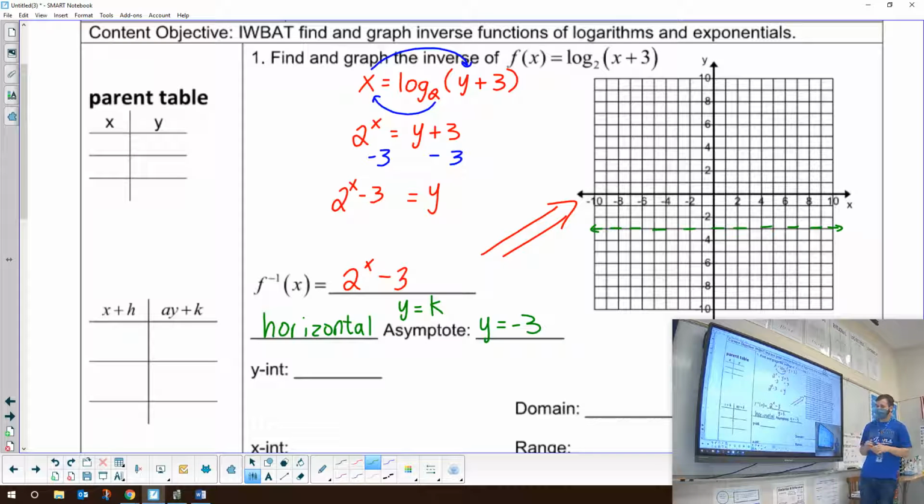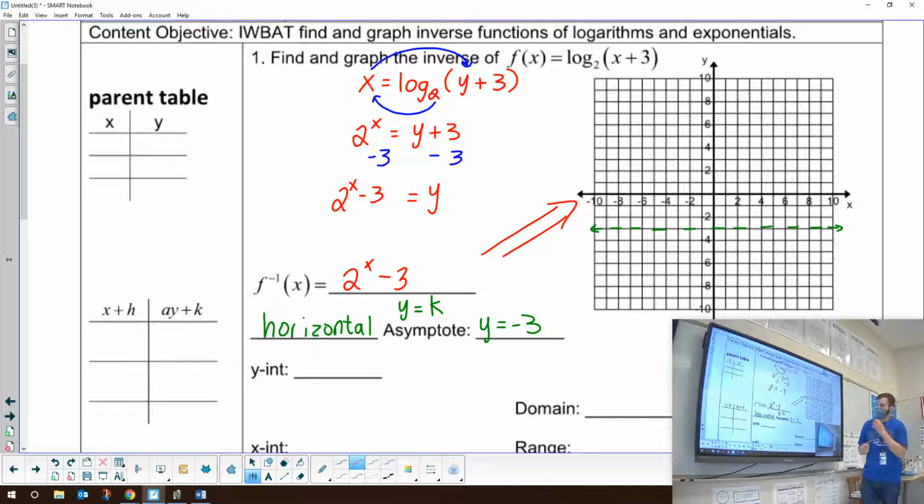Now I just want to remind you what our graphs look like. Remember that a logarithm graph starts along its vertical asymptote and then shoots off to the right. But an exponential graph starts at its horizontal asymptote and then it shoots up. That's the different look. This is an exponential, so it's going to come along the horizontal asymptote and then shoot upwards.